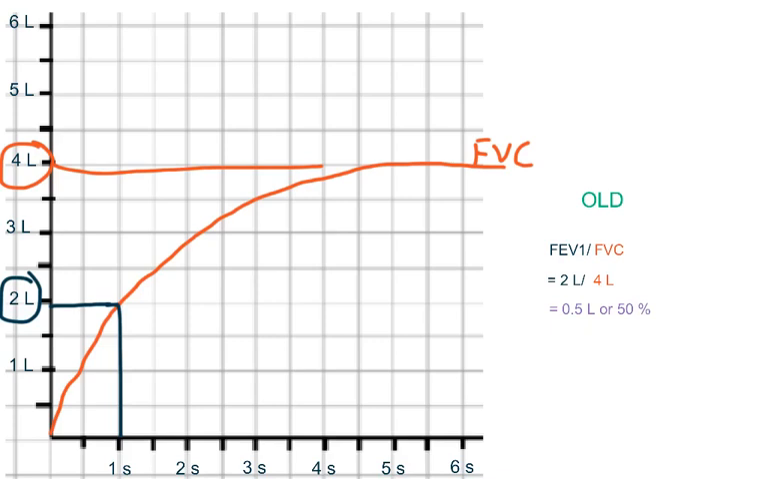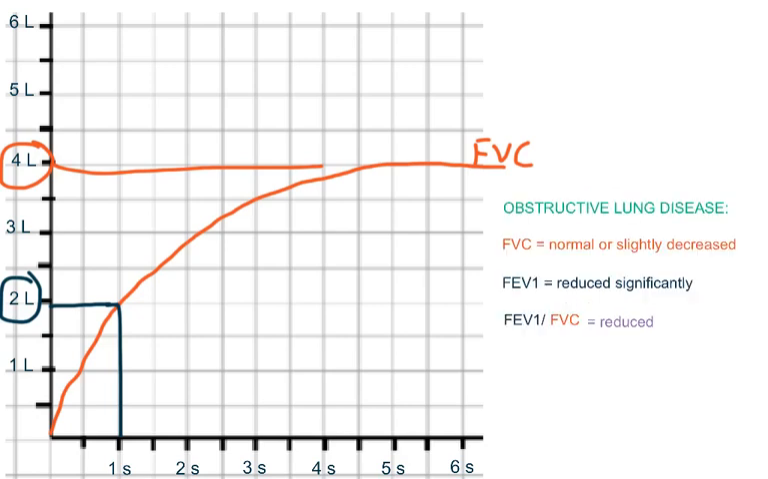So the ratio of FEV1 to FVC in this case is 2 divided by 4, which equals 0.5 or 50%, which is way below normal. This means that in obstructive lung disease, forced vital capacity is normal or slightly decreased. Forced expiratory volume in the first second is reduced significantly, and the ratio of FEV1 to FVC is also reduced.